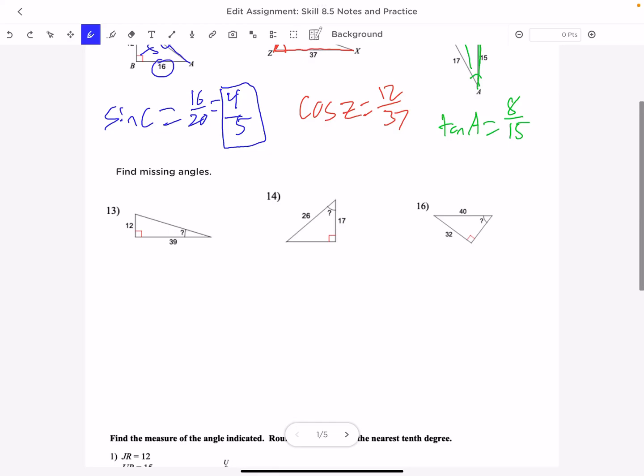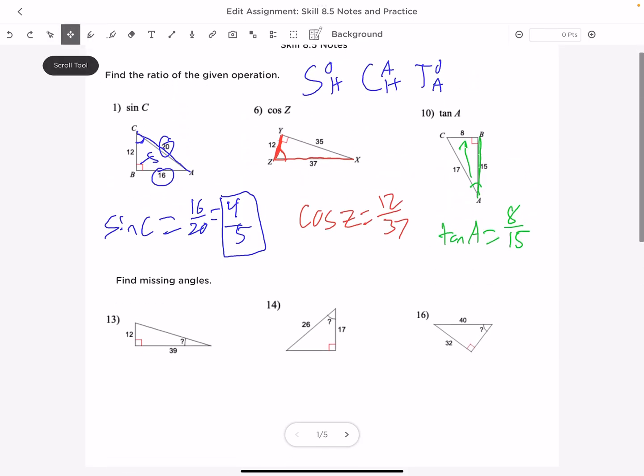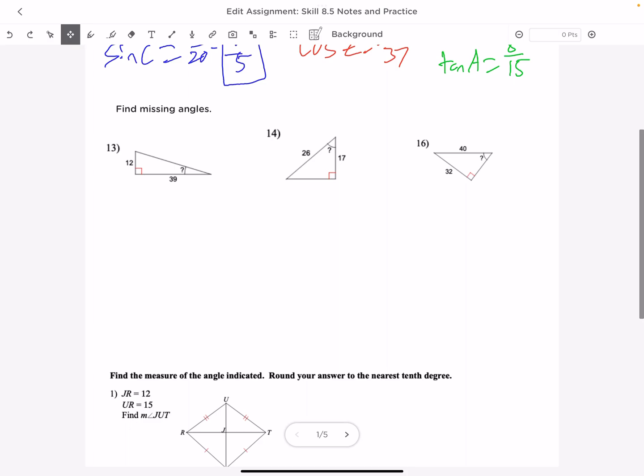Okay, so for problems 13, 14, and 16, we need to find the missing angles. And once again, we're going to use SOHCAHTOA. Now, this angle, they could use a question mark, but I'm going to call it theta. Theta is just a Greek letter, and it's kind of like the X, but for angle measures. It's what we often use.